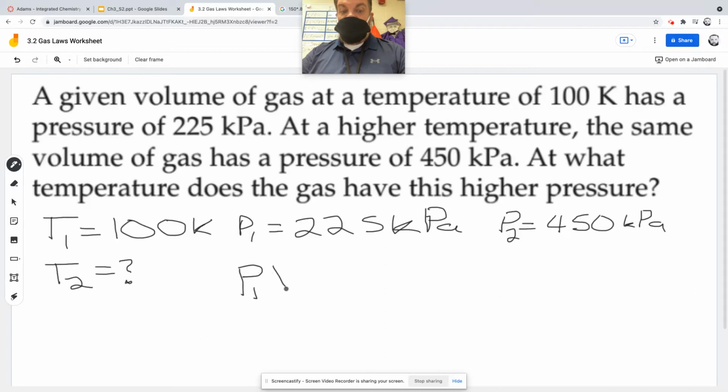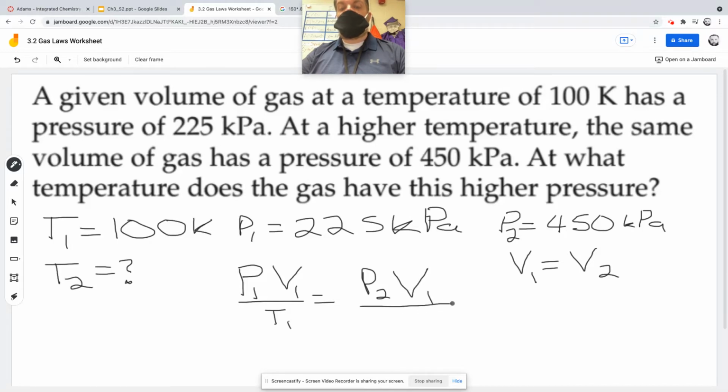So the combined gas law is P1 V1 over T1 is equal to P2 V2. But it says the volume's the same. I'm sorry, I said the wrong word. Isn't it said the volume was the same, right? So V1 is the same as V2. So normally the formula I put V2 here. But is it okay if I just say V1? Yeah, because it's the same volume.